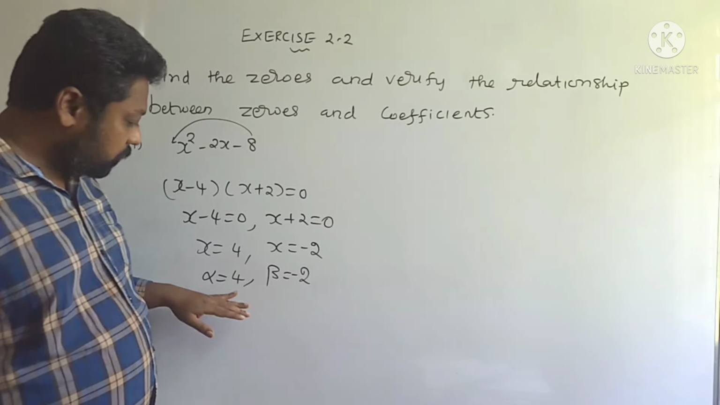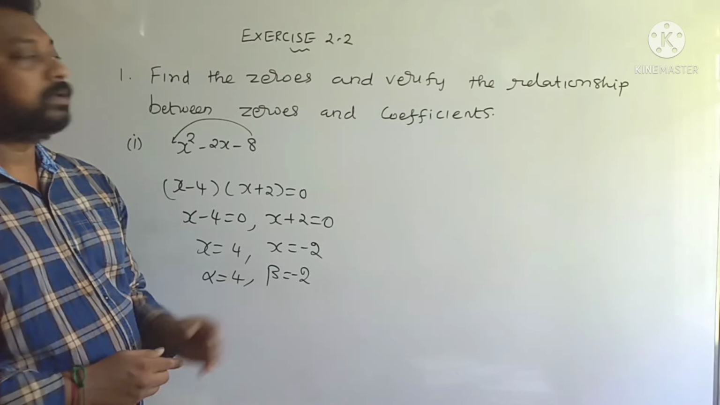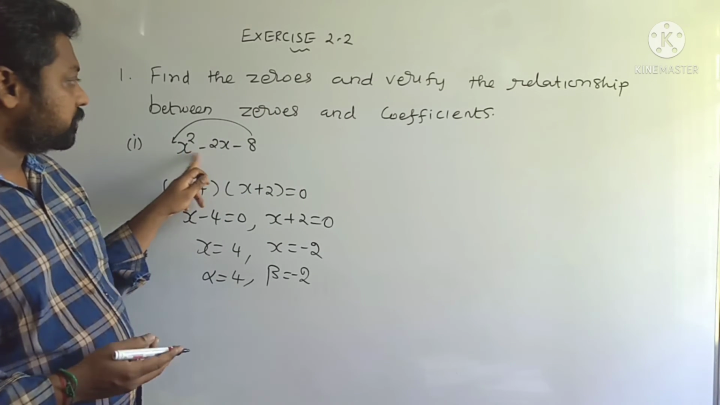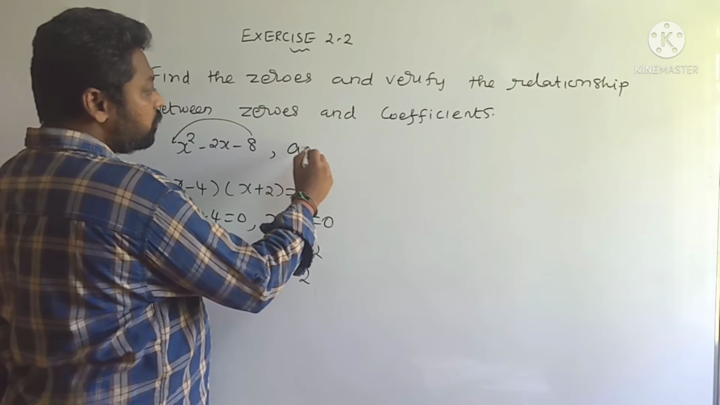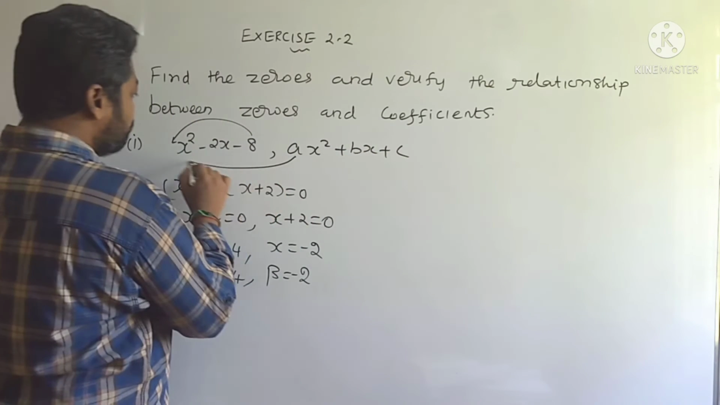So now we found the solution, we have to verify the relation between zeros and coefficient. So to move to the next step, what we have to do, we compare this equation with ax square plus bx plus c. So what is a? a is 1.